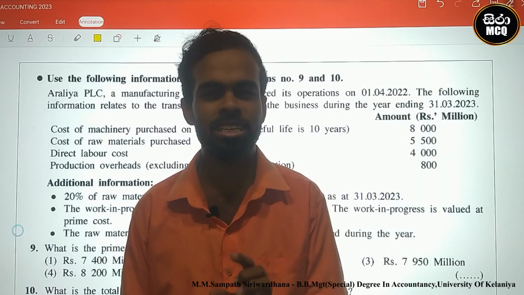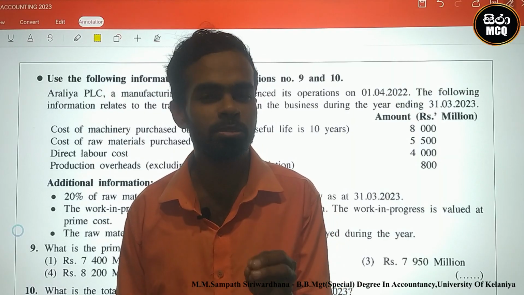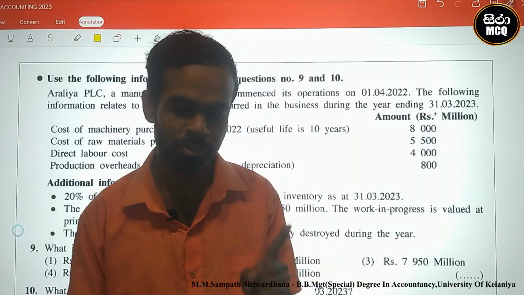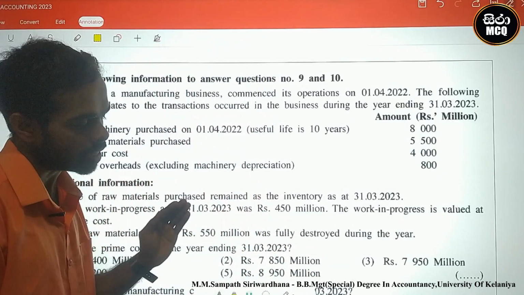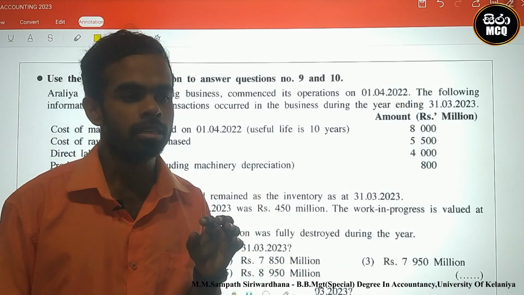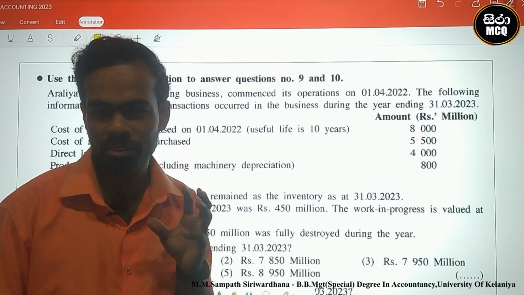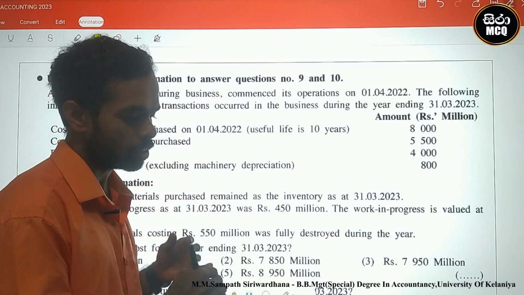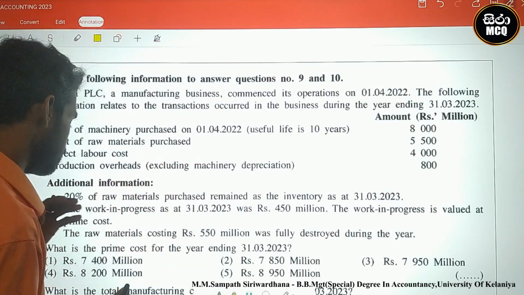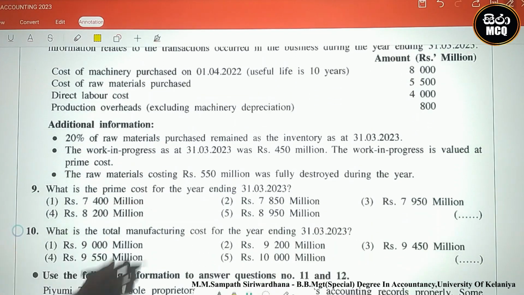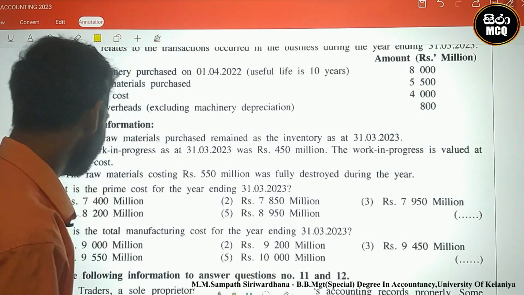Today we discuss the Advanced Level A-Level Accounting paper 2023, question number 9. Question number 9 and question number 10 are directly connected to one piece of information. What is the production cost calculation? Look here, what is the requirement of question number 9 and 10? Firstly, we must identify question number 9.